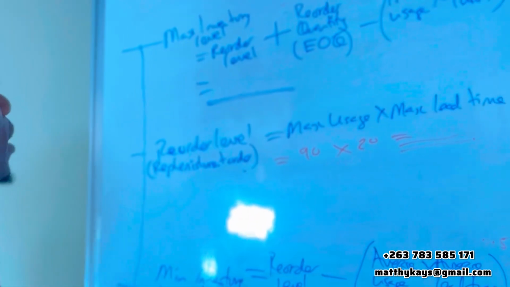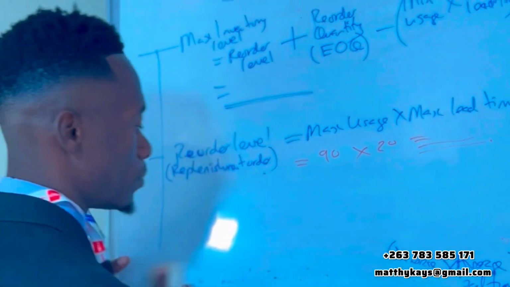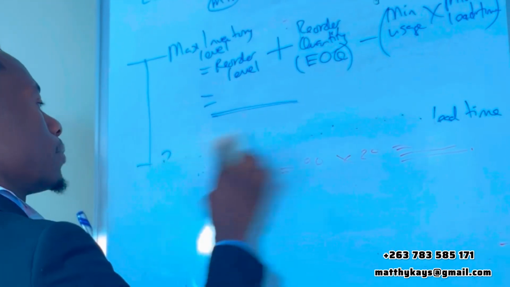Right, so this is the maximum inventory level, reorder level, minimum inventory level. So this is primary school stuff. Guys, you don't want to waste time on this one.